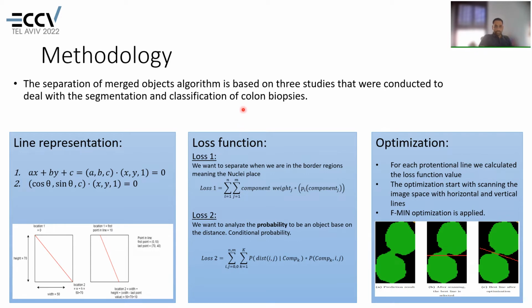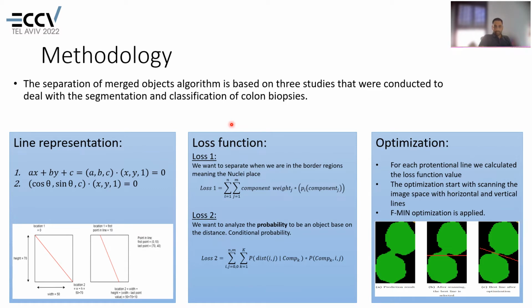There are 3 main parts to the methodology. In our algorithm, the line plays a significant role. A line can be represented in several ways. In our algorithm, lines are presented as location on the image border, location 1 and location 2. The second factor is the loss function.